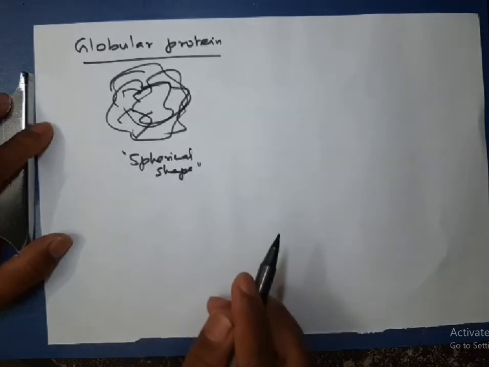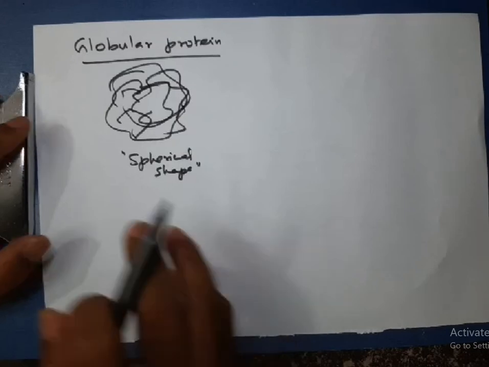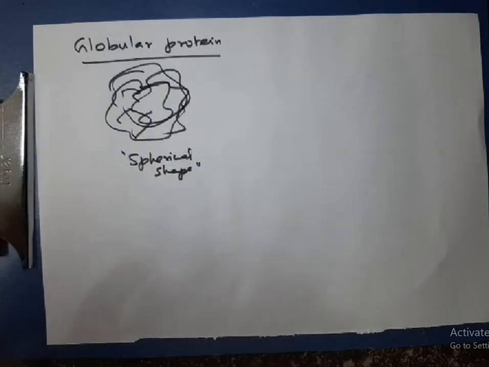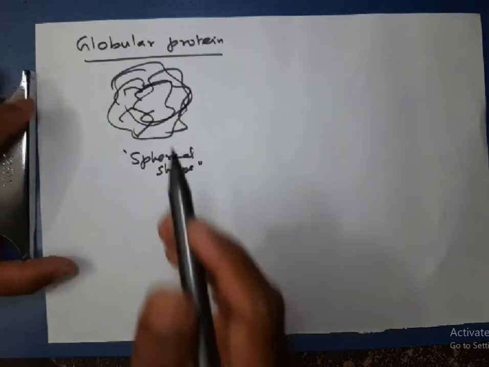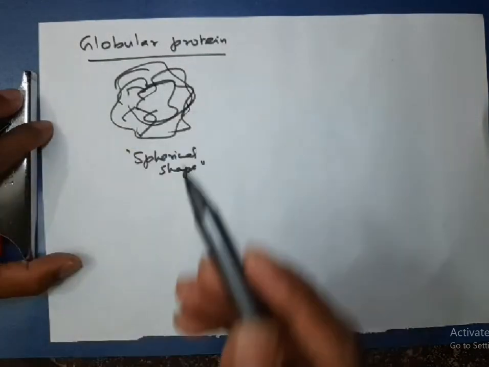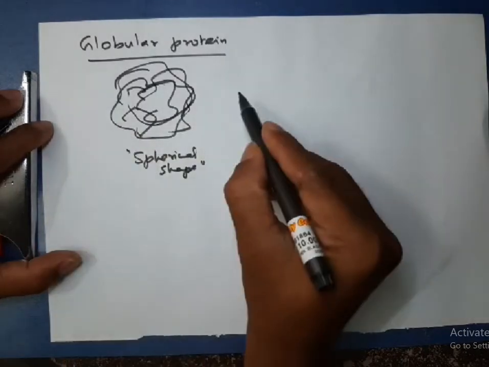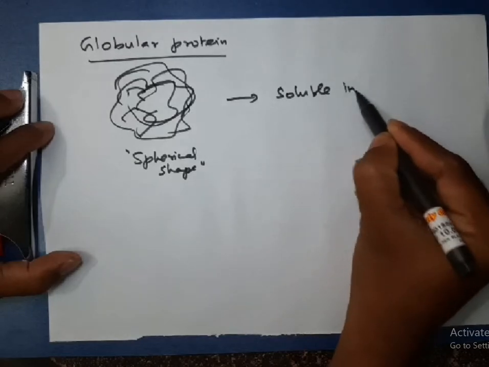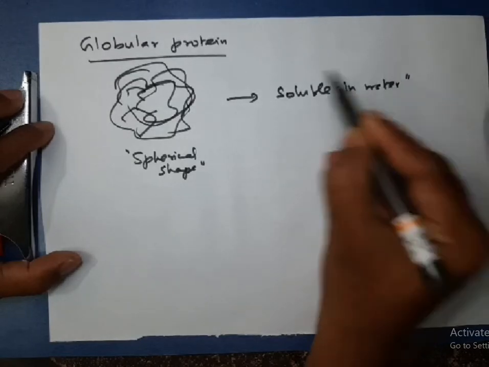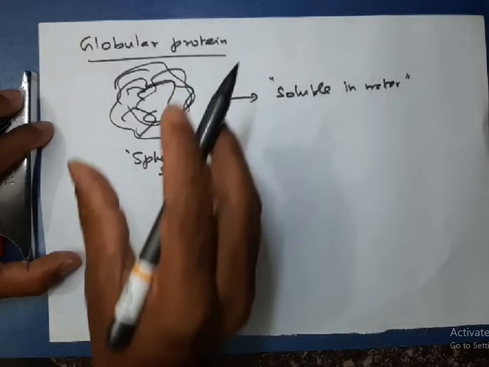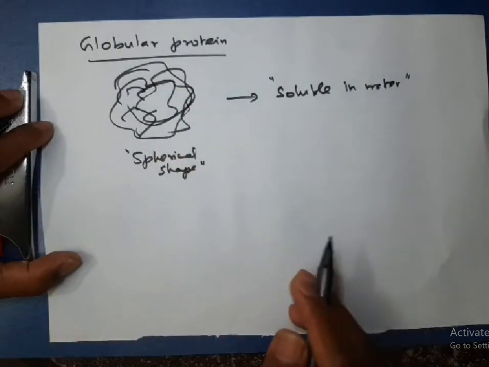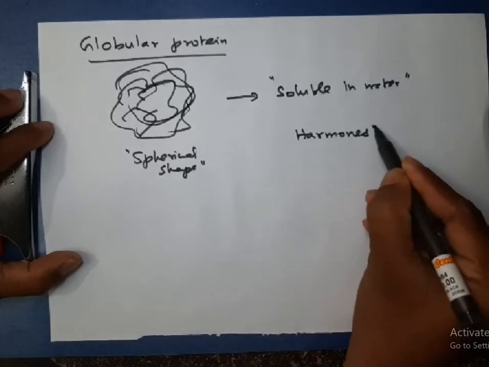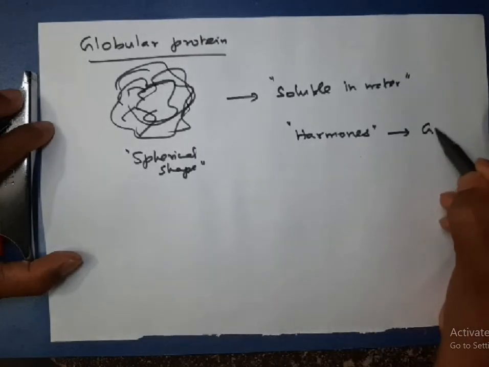If the polypeptide chains of a protein wound around and exist in a spherical shape, we call those proteins globular proteins. And globular proteins are soluble in water. Since they are soluble in water, globular proteins can act as hormones. So in general, hormones are globular proteins.